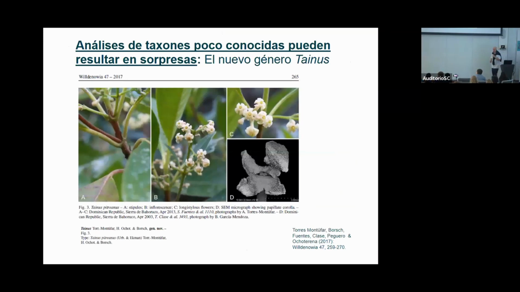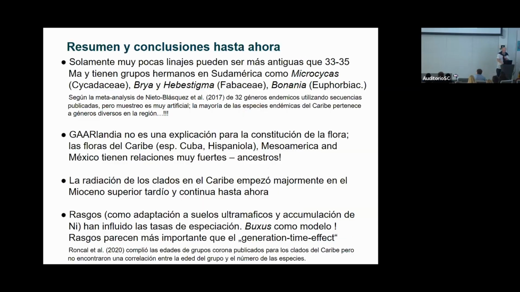And one surprise that came up, also looking at species level, there was the genus Taenus, rediscovered in the field in Haiti and the República Dominicana, and actually a new genus was found and described here. So this is a very brief summary of what we know.